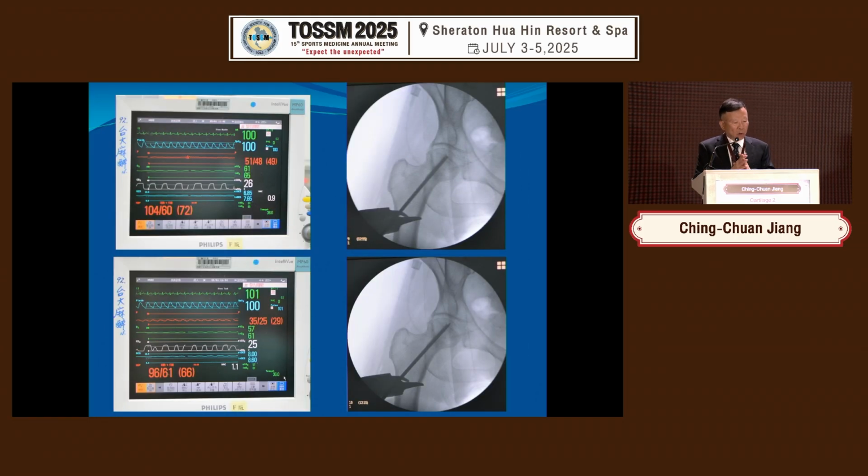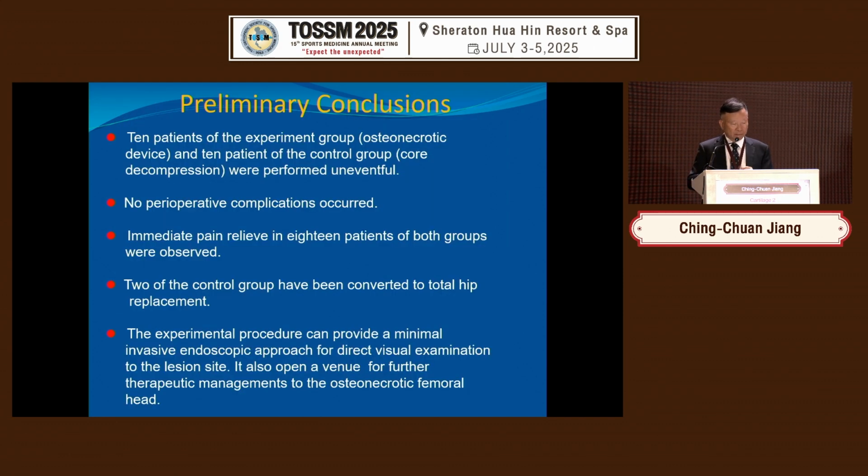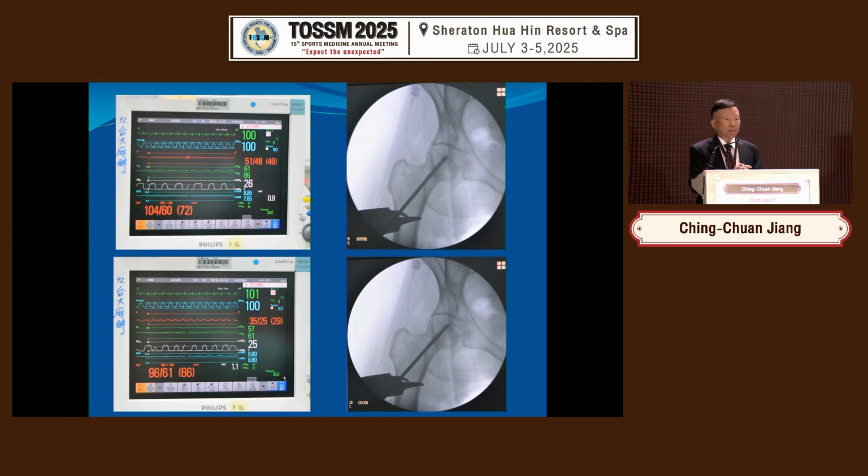During the core decompression, we do measure the intraosseous pressure. As you can see here, pre-op, the intraosseous pressure is pretty high, but after operation, the intraosseous pressure decreased. So this is the rationale for doing the core decompression.